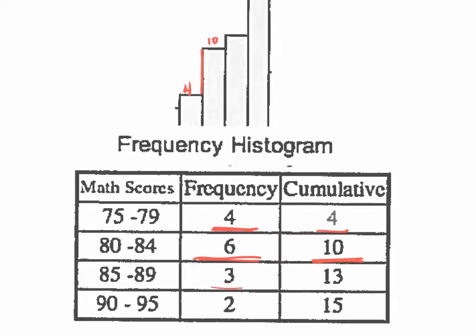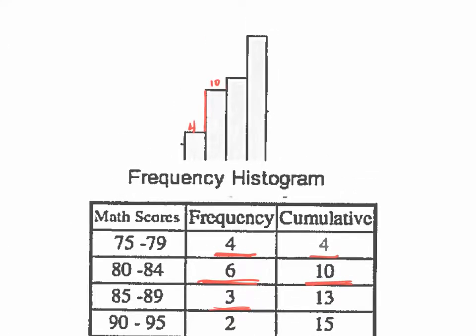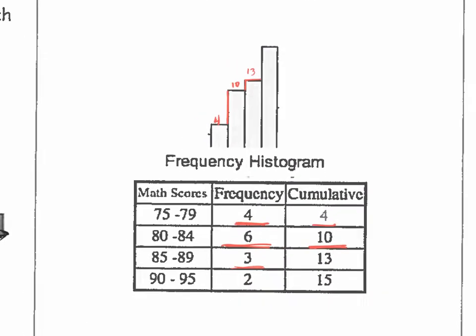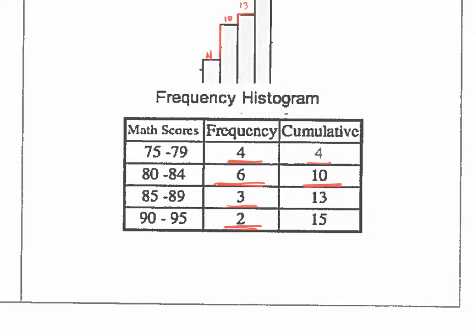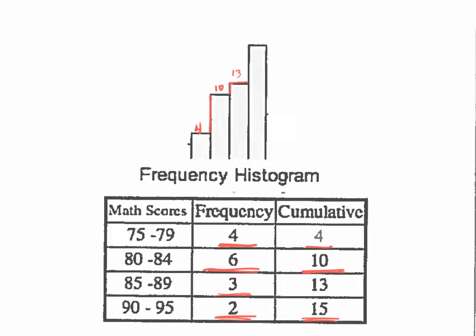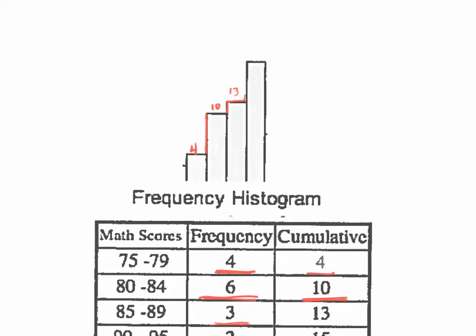Next section contains 3 more items. So I'm going to add up 3 more items for a grand total so far of 13. And finally, there's 2 more, for a grand total of all 15 items. See, it's not drawn to scale. So by the end, you have all data accounted for in this last bar.